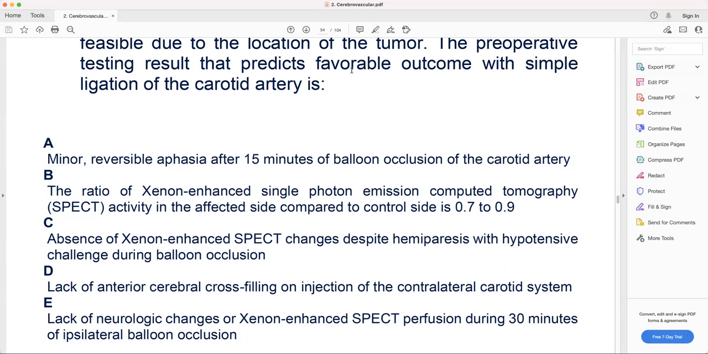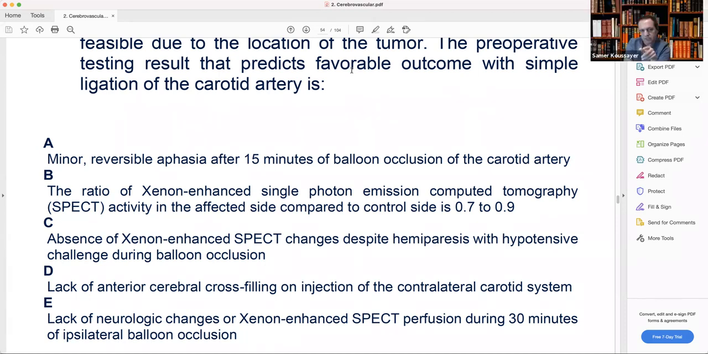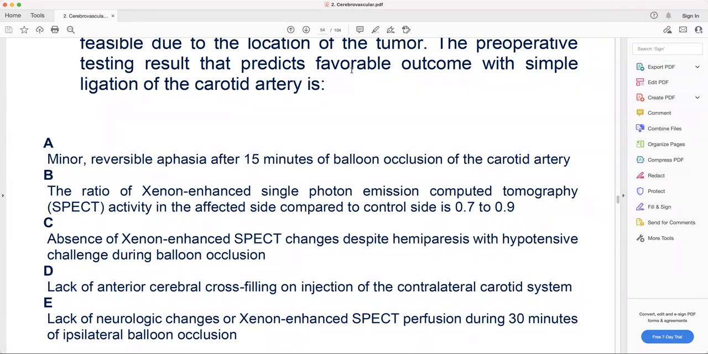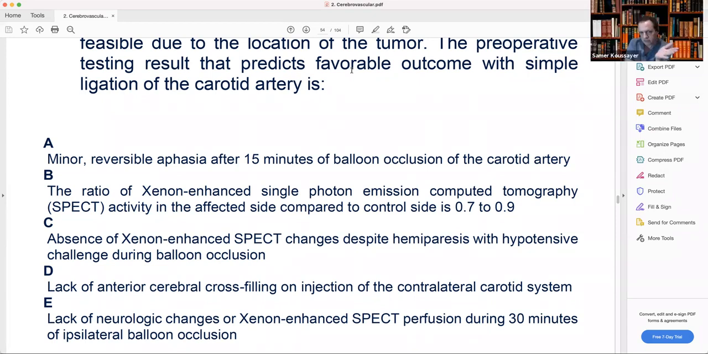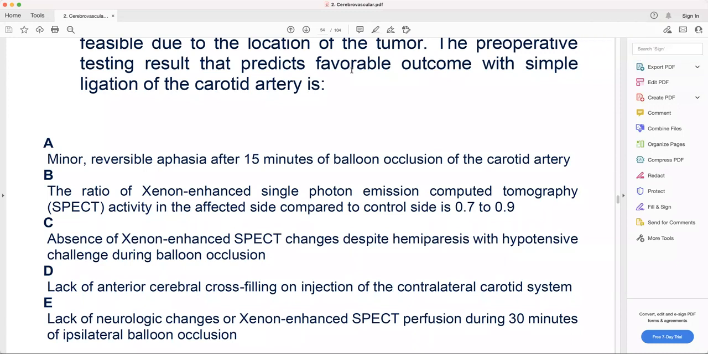So C, absence of xenon enhanced SPECT changes despite hemiparesis with hypotensive challenge during the balloon occlusion. What they tell you here is, what if the test came back negative, all equal, but he had hemiparesis? No, because it was bad. You have to do the test. You have symptoms present, so you don't care about the test. So this is wrong. Let's see the next one.